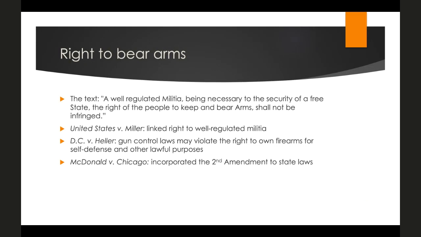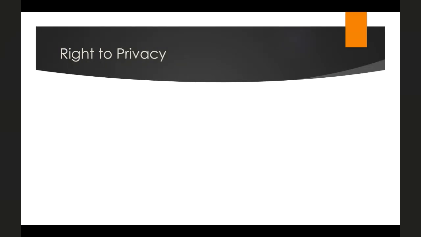Heller argued that gun control laws that impinge on the ability for people to own firearms for self-defense and other lawful purposes violate this right to own arms, effectively overturning United States versus Miller. In the Supreme Court case of McDonald versus Chicago, which struck down Chicago's handgun ban, this basically incorporated the Second Amendment to state laws, basically saying that state laws have to respect the Second Amendment just as federal laws. Now, let's turn to the right to privacy.